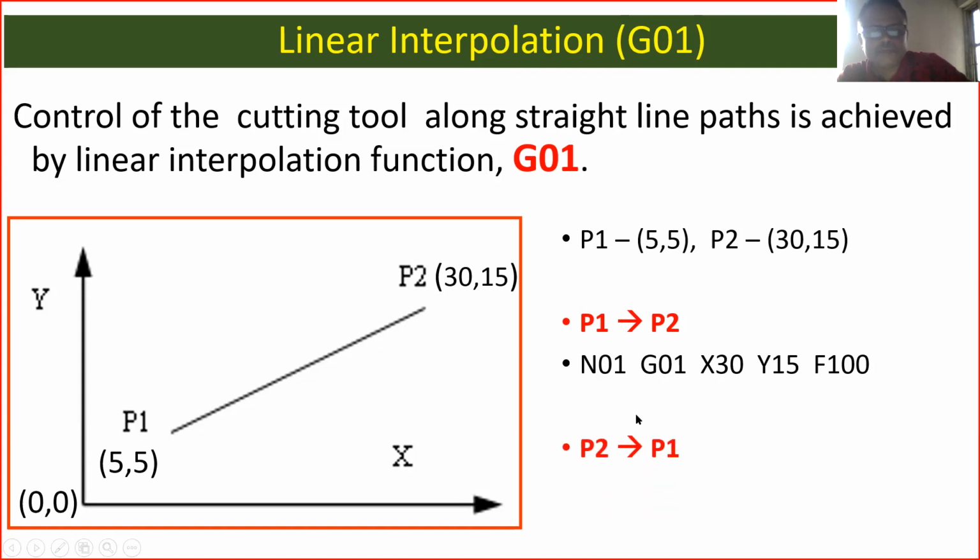Suppose you want to move from P2 to P1. P2 is the current position of the tool, and you want to move to P1 now. How to write? G01, X5, Y5, then F100. So in this case we are using the absolute dimensioning method. We are writing the coordinates of the points with reference to 0, 0.